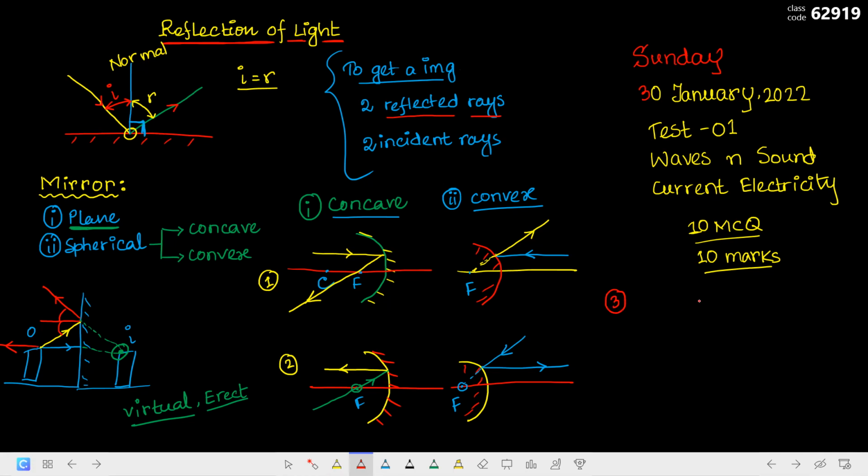Then we will discuss number 3. So what does number 3 say? Now the light ray will pass through the center of curvature. Let us say the center of curvature is this one, not the principal focus. Principal focus is this one, center of curvature is this one. So if a light ray is incident through the center of curvature, then what will happen? It will be reflected back along the same way.